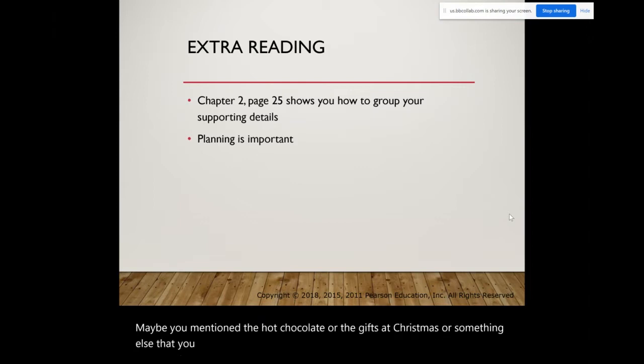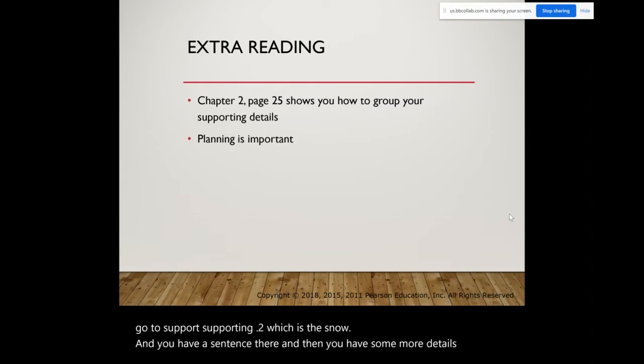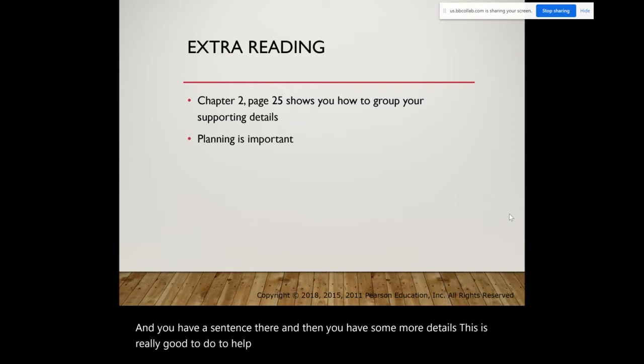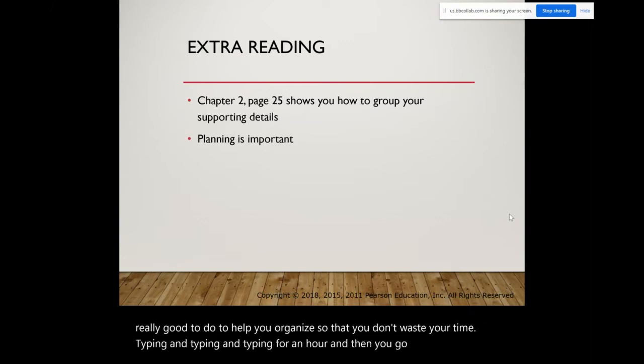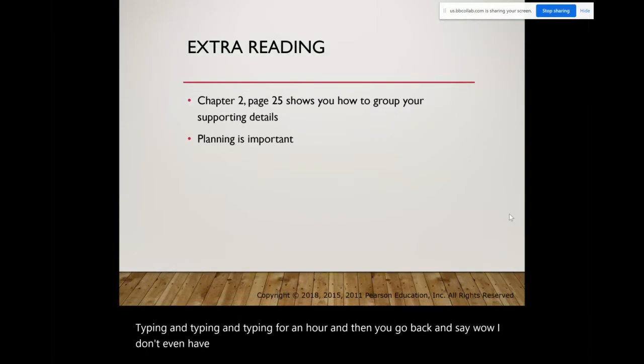That would be the details for support one. Then you would go to supporting point two, which is the snow. And you have a sentence there, and then you have some more details. This is really good to do to help you organize so that you don't spend an hour typing and typing, and then go back and say, oh wow, I don't even have details for my first point. Or maybe I got off topic on my second point.